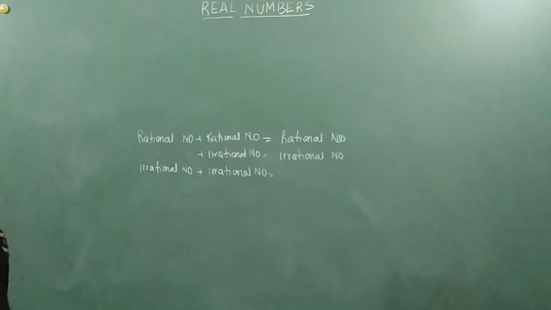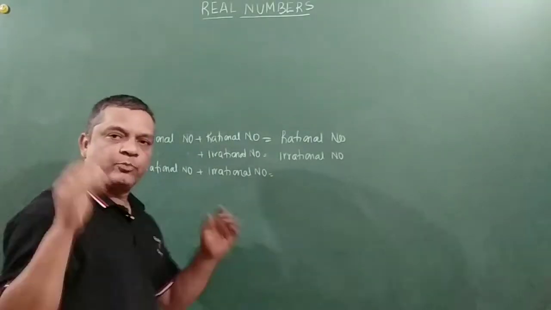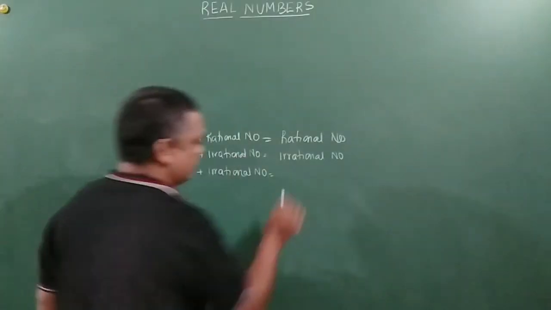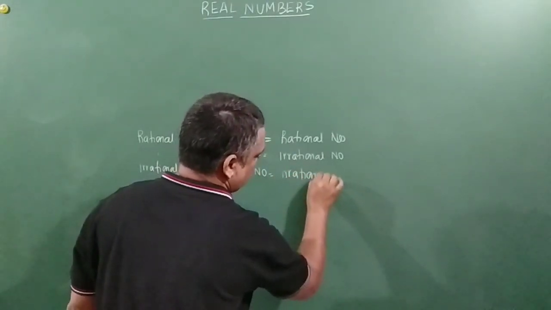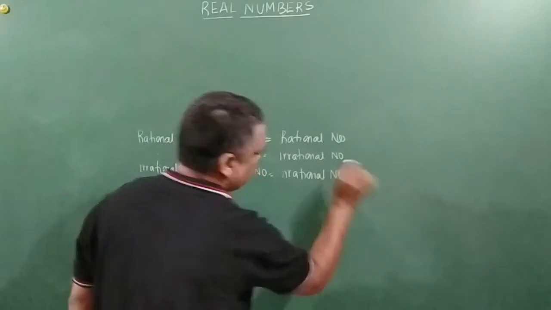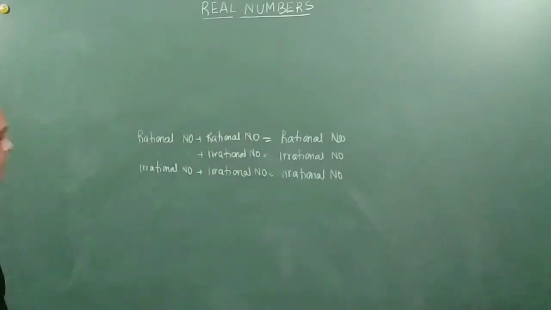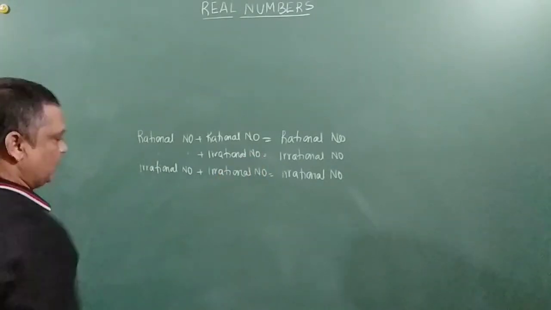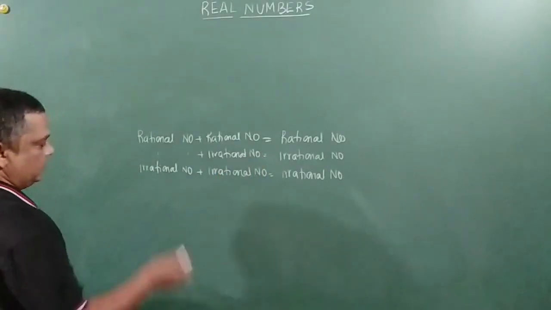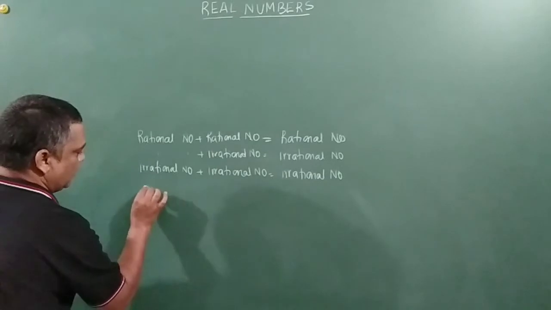Irrational number plus irrational number is what? Irrational number plus irrational number is always an irrational number. Right? Now, similarly, irrational minus irrational will be irrational only. Right? Now, let us look into a condition.